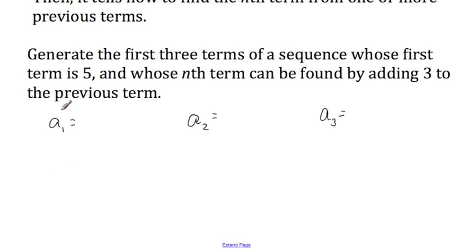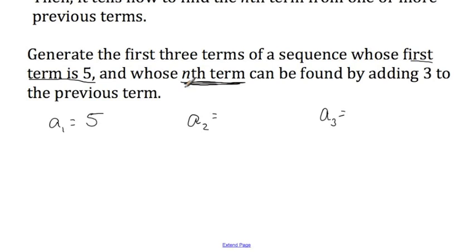The first term is very easy to find in a recursively defined sequence. The way that we've defined this sequence, we were given that the first term is 5. So there's no question here. A sub 1, which represents the first term, must be 5. The second term is not given to us, so we have to use the idea for finding the nth term.